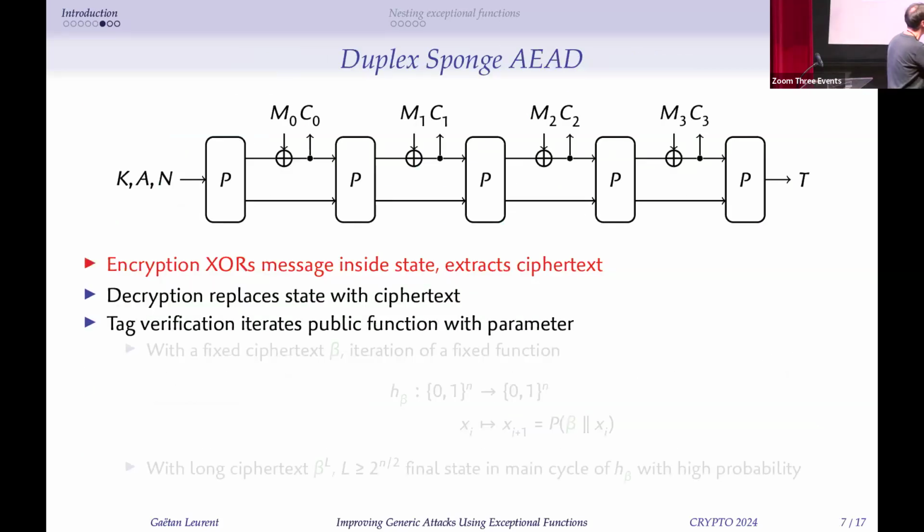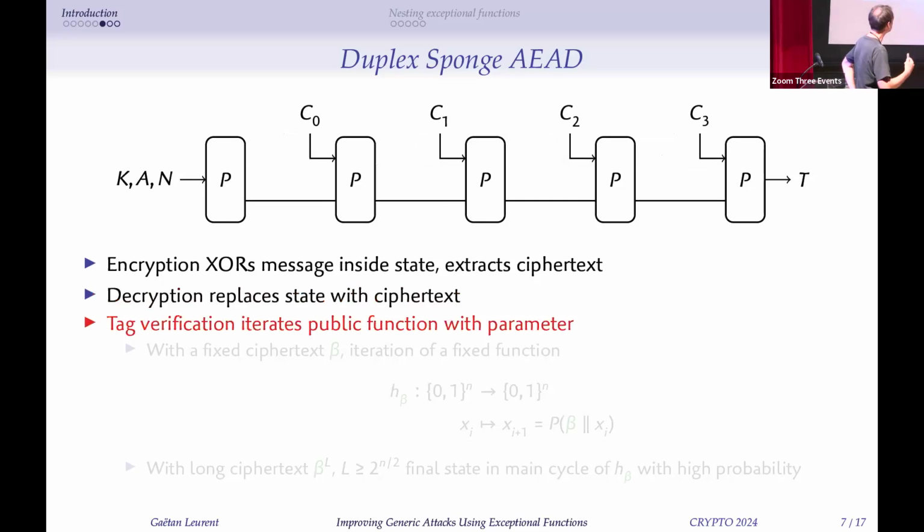In particular, they've been looking at the duplex sponge, which is a very popular construction to build authenticated encryption. So we've seen Keccak in the previous talk. This is the same idea, but now you're not doing just a hash function, you're doing authenticated encryption. So you start from a public permutation, you initialize the state with a key, and then block by block, you XOR your message into the state and you extract the ciphertext. So that's when you do encryption. When you do decryption, you have to reverse the encryption, of course, so that it works. And in particular, this means that the ciphertext will replace part of the internal state.